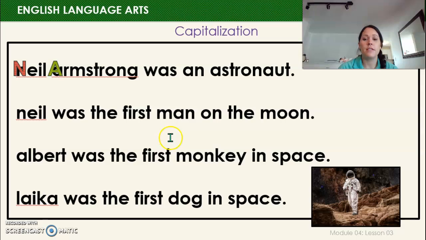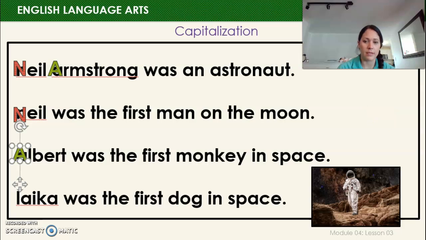Neil was the first man on the moon. Oh, Neil again. We need a capital N. And it starts the sentence there. We always have a capital to start our sentence. Albert was the first monkey in space. Is that a special name of a monkey? It is. Capital A.